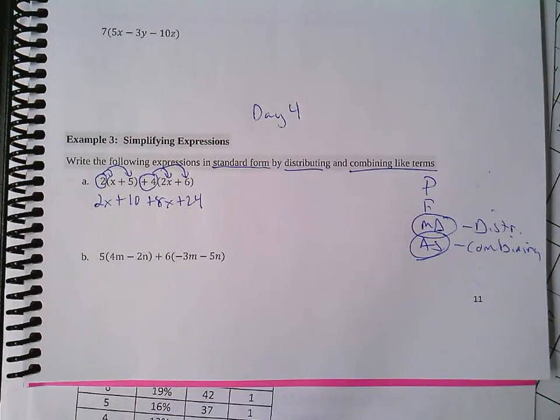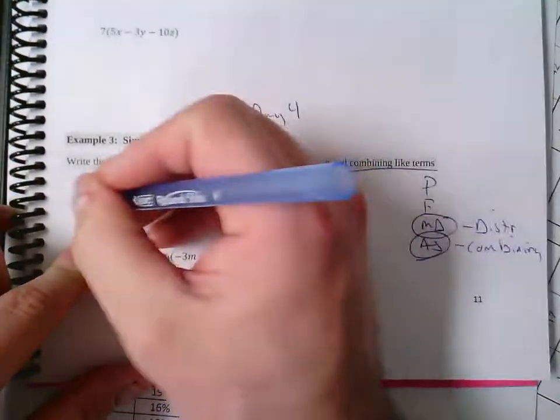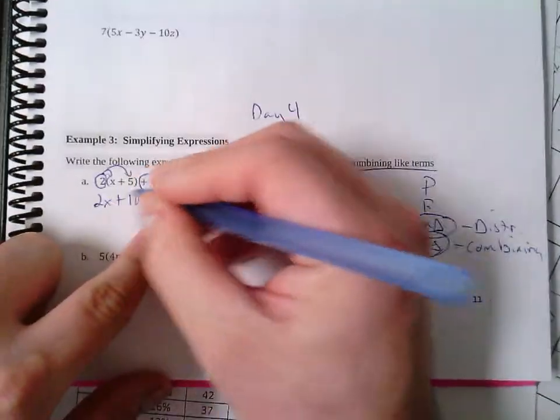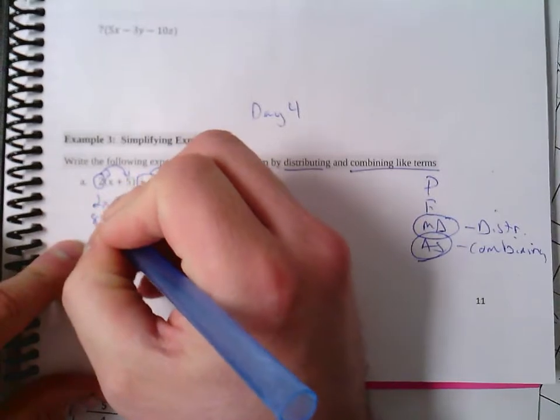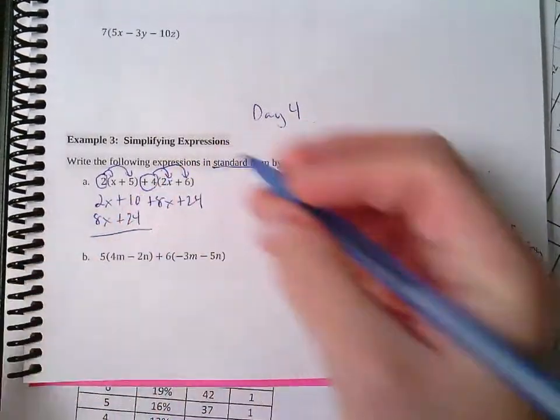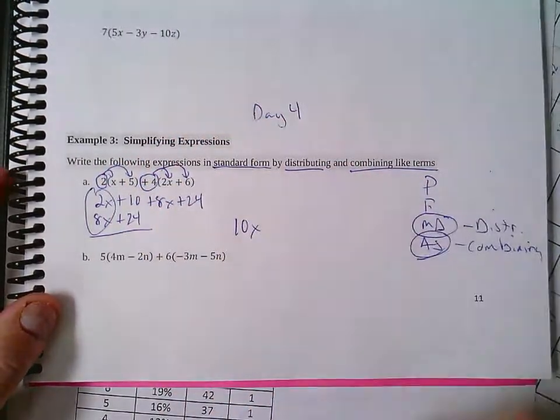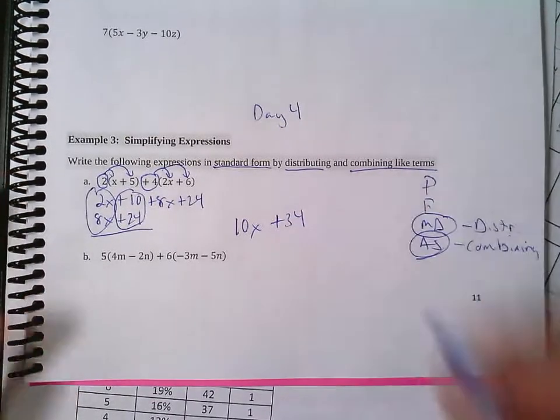Now, my suggestion has been, instead of doing this horizontally, take these terms and line them up underneath. So I'm going to put the 8x underneath the 2x. I'm going to put the 24 underneath the 10, and we'll combine our like terms. So 2x and 8x would be 10x, and then 10 and 24 would be 34.